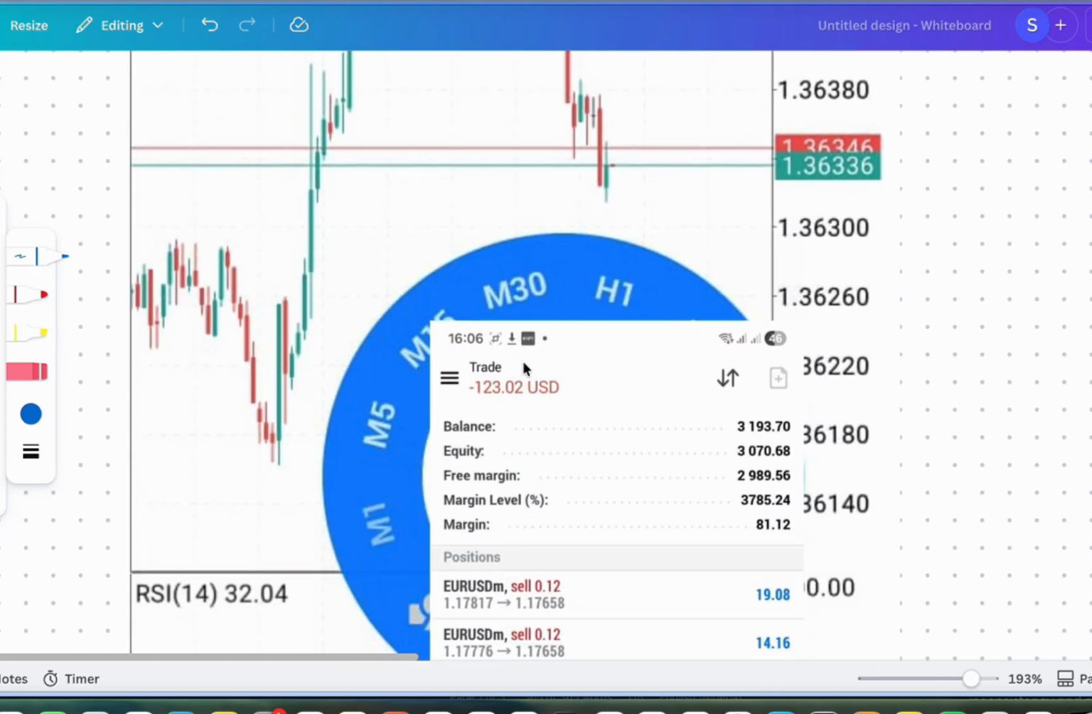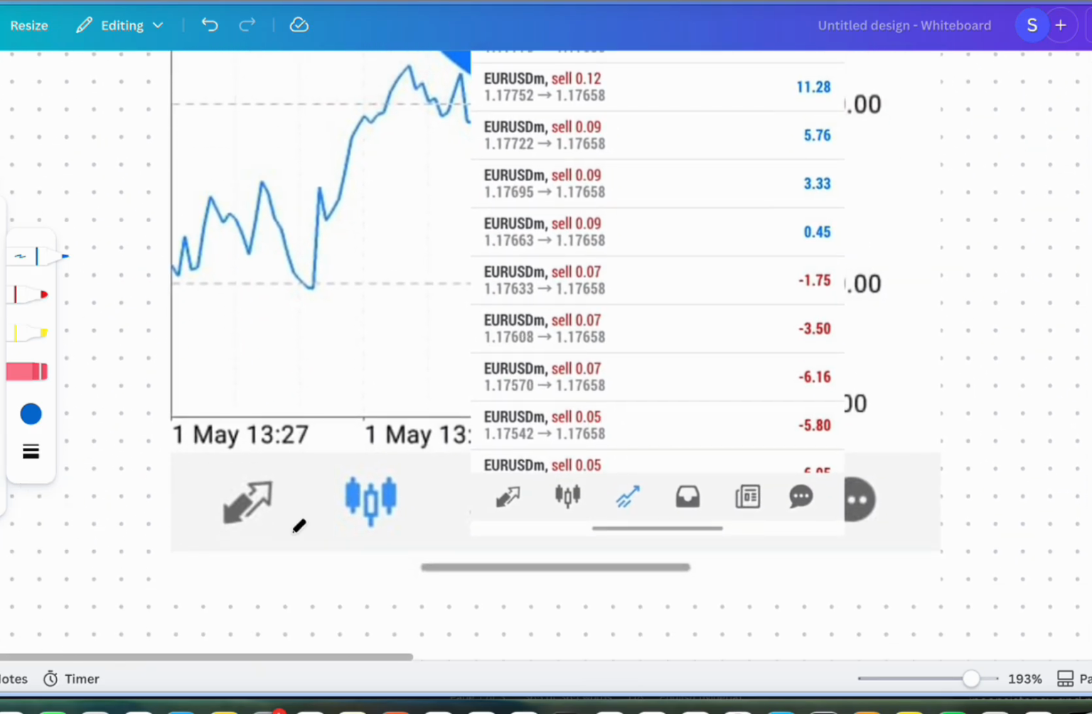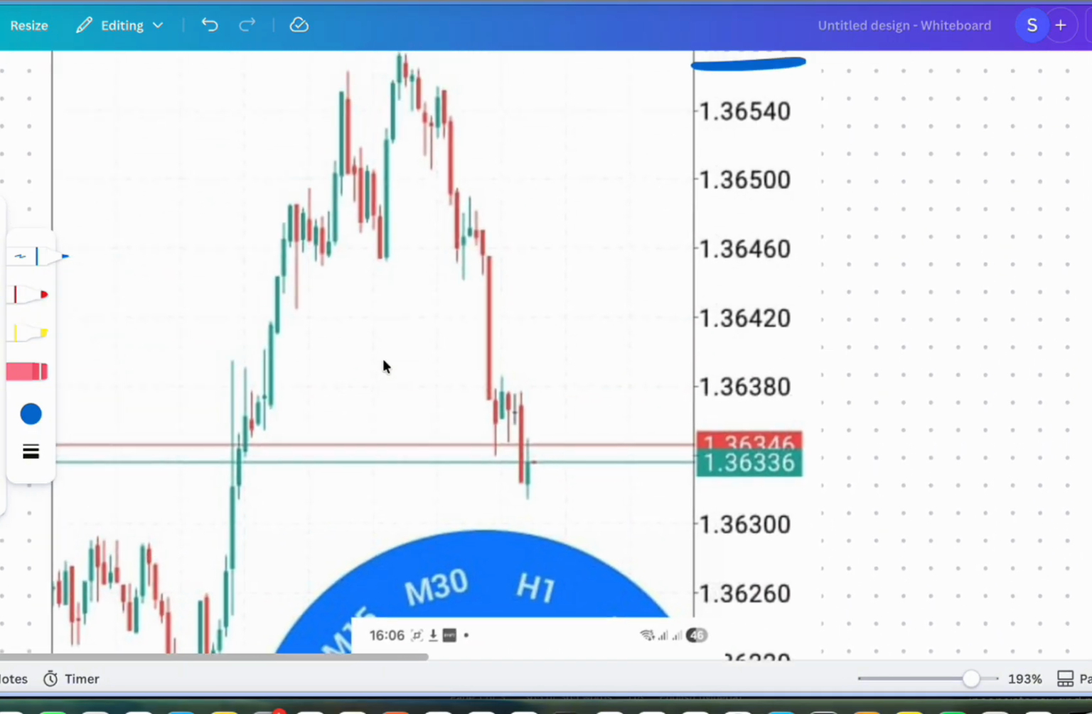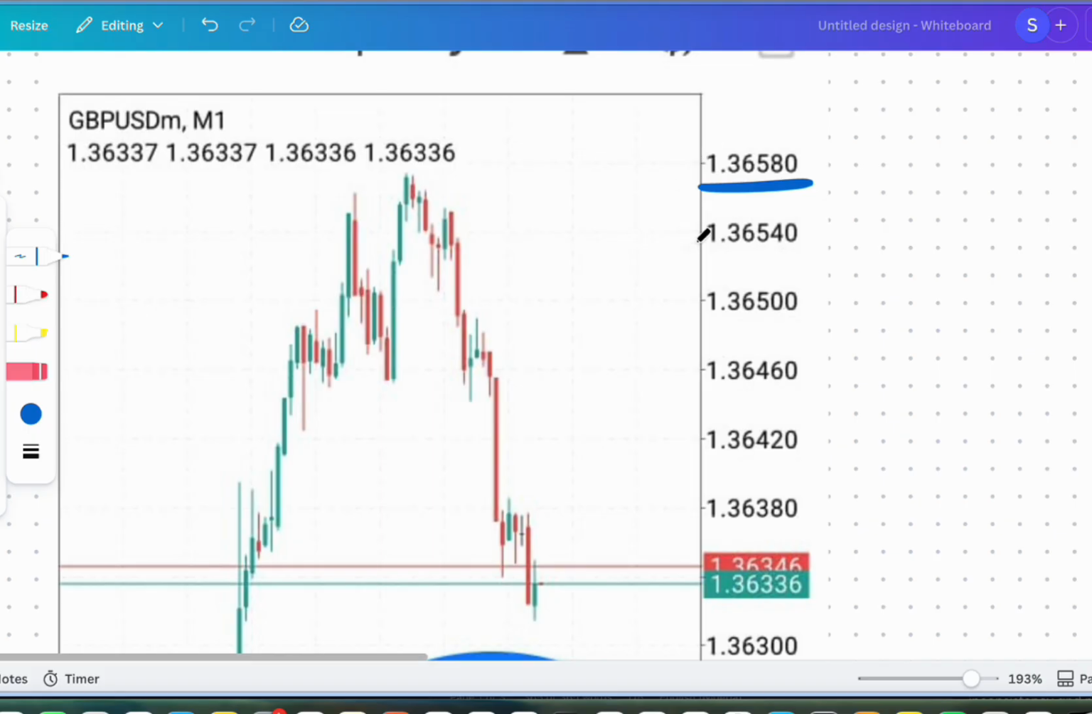Did you open your chart yesterday? I opened it. This part, right? Yeah. Good.